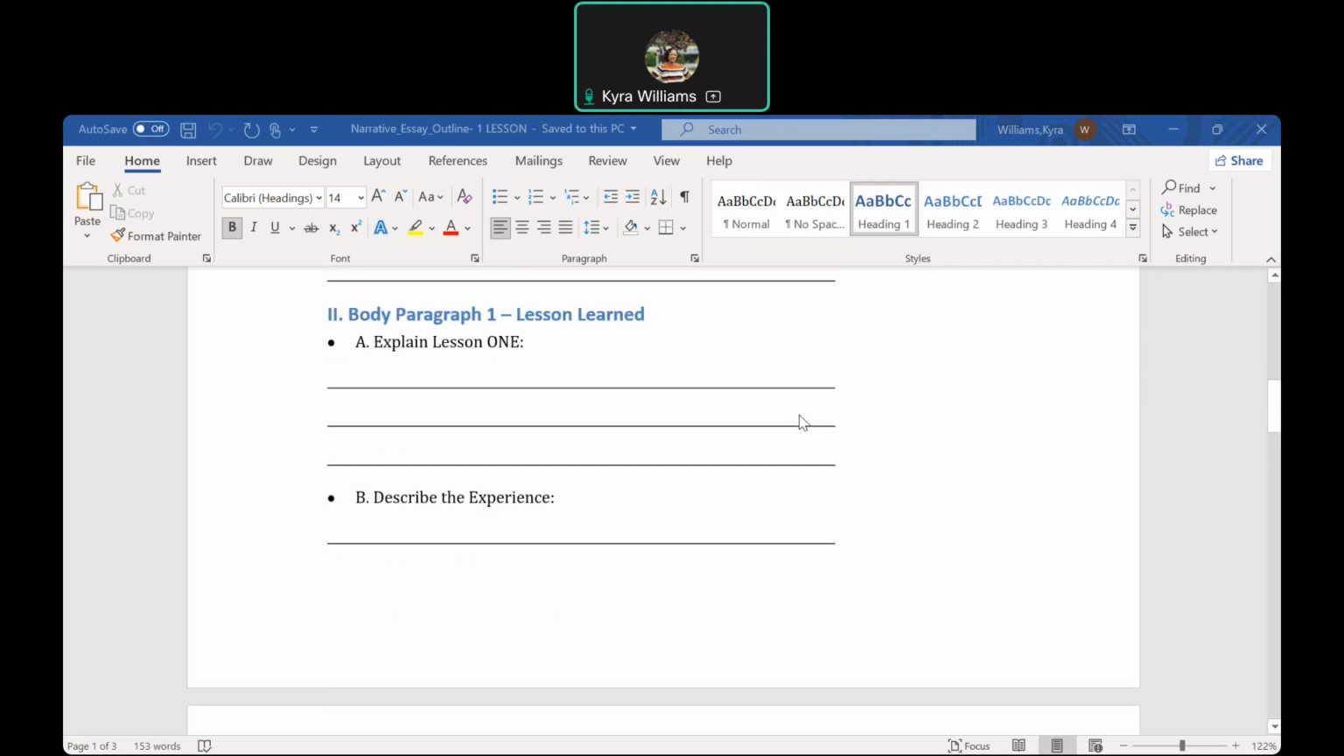Body paragraphs. So the body paragraphs will repeat. They follow a pattern when it is the one lesson. So I will briefly explain the first body paragraph and then the rest repeat the pattern. So in your first body paragraph, you will explain the lesson that you learned. You have one huge lesson, so you will tell the audience what the lesson is. Next, you're going to describe the experience that taught you, or one experience that taught you that particular lesson. So you would go through and take the audience through your experience.